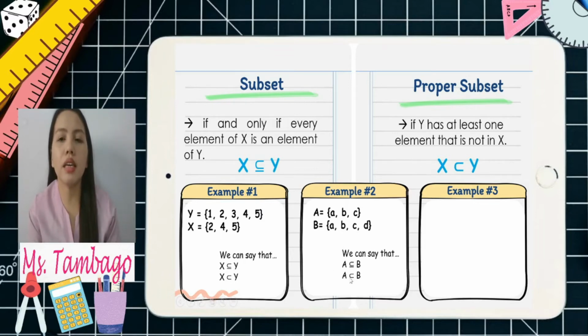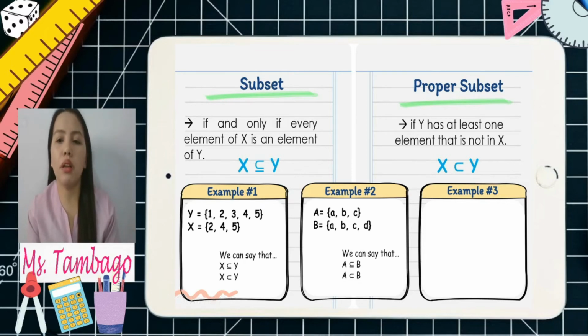Next, set A is a proper subset of set B. Let's check. Baliktarin natin. Si set B, tingnan natin, yung pinakamarami. Meron bang at least one element that is not included in set A? A, B, C, lahat nandun kay set A. And then we have D. Okay, D is not included. Si element D, meron si B, pero wala si A. Therefore, we can say that set A is a proper subset of set B.